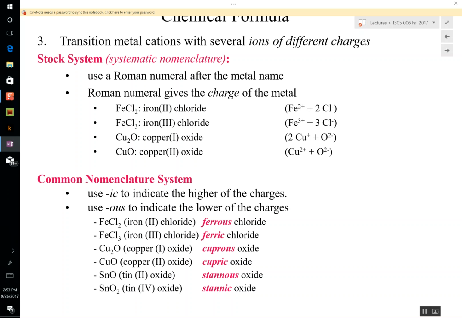On your Chapter 3 homework in Connect, I'd have to dig around in there to look at it more carefully, but I do suspect you will see questions that say, what is the stock name of this compound? In which case that is the answer. Okay? Or what is the common name? Probably something like that.